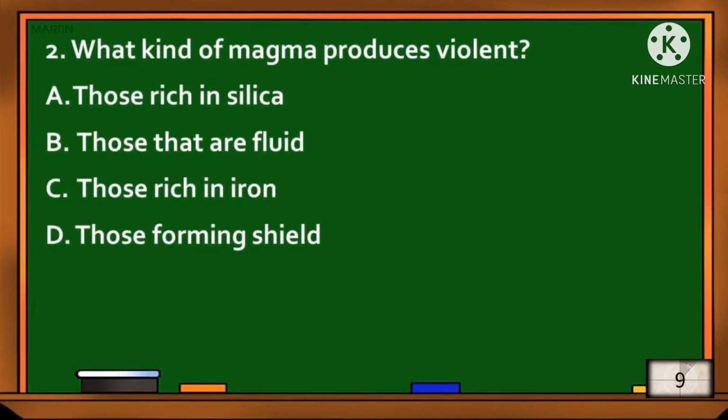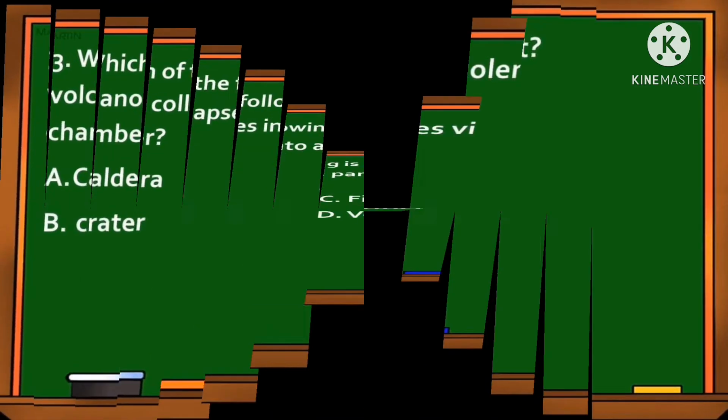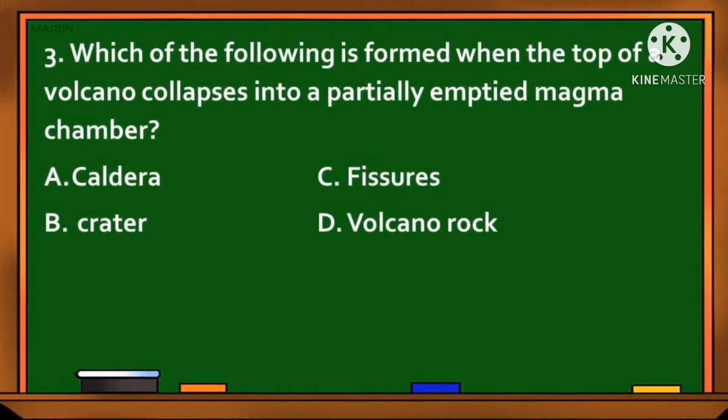Number 2. What kind of magma produces violent eruption? A. Those rich in silica, B. Those that are fluid, C. Those rich in iron, D. Those forming shield. Go! Number 3. Which of the following is formed when the top of a volcano collapses into a partially emptied magma chamber? A. Caldera, B. Crater, C. Fissures, D. Volcanic rock.